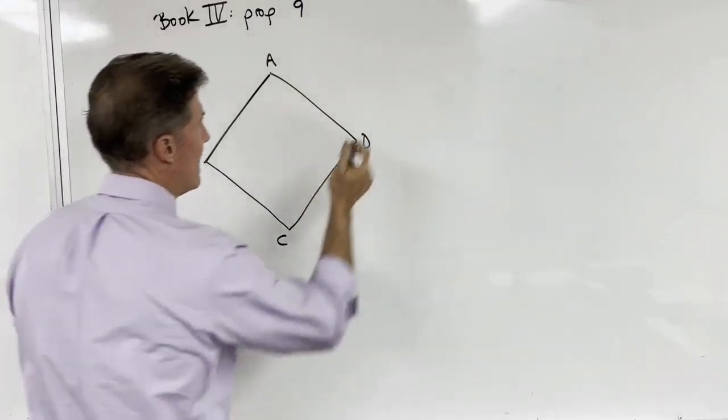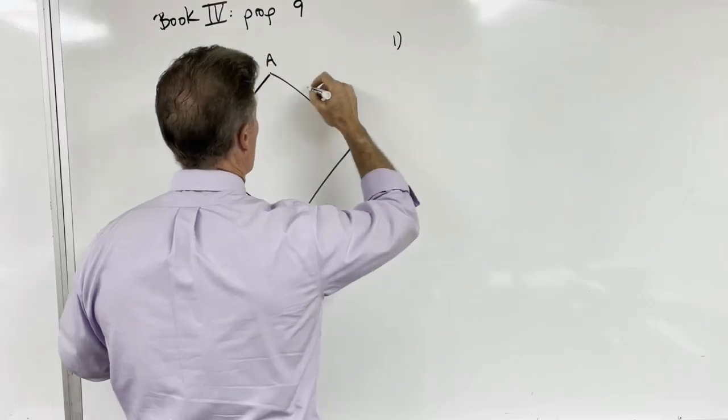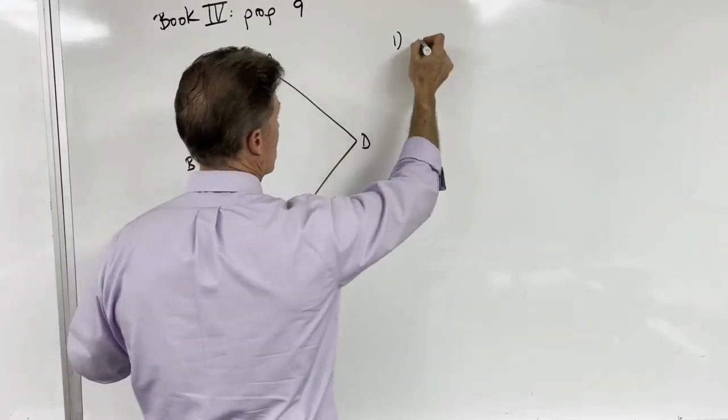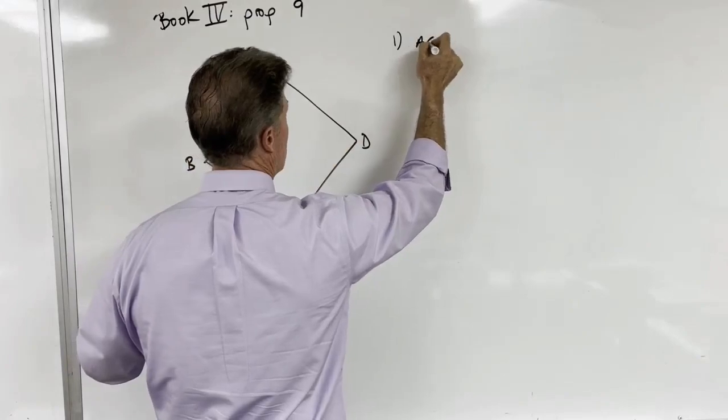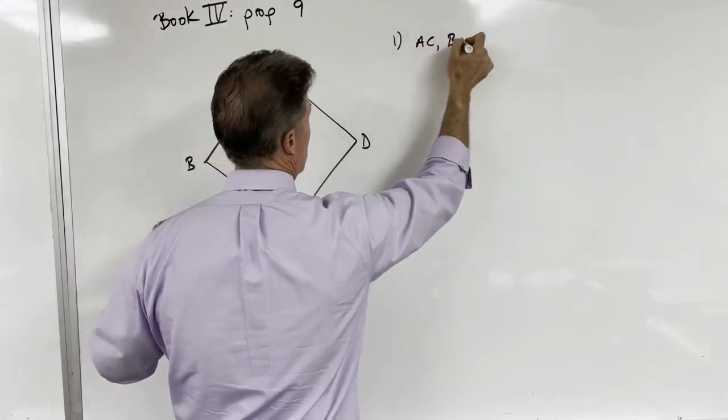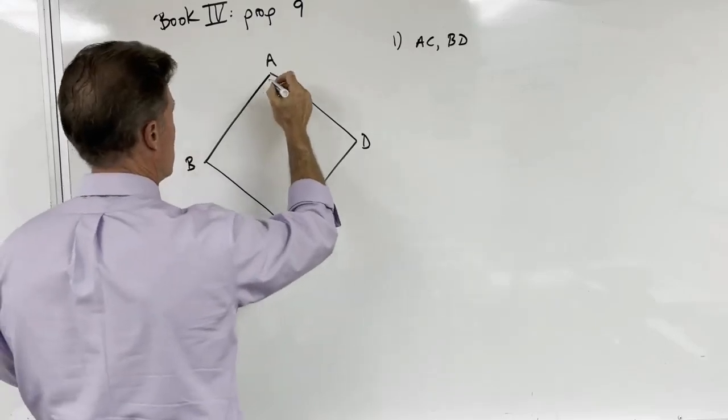So the first step is we're going to connect the diagonals. So we're going to connect AC and BD. So let's do that.